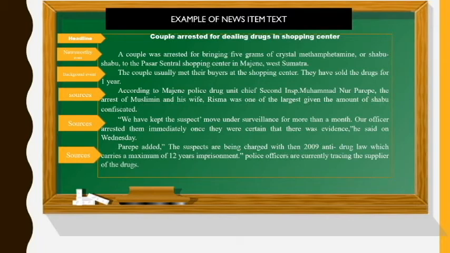According to Majene Police Drug Unit Second Inspector Muhammad Nur Parape, the arrest of Muslimin and his wife, Risma, was one of the largest given the amount of sabu confiscated. We have kept the suspect mob under surveillance for more than a month. Our officers arrested them immediately once they were certain that there was evidence, he said on Wednesday. Parape added the suspects are being charged with the 2009 anti-drug law, which carries a maximum of 12 years imprisonment. Police officers are currently tracing the suppliers of the drug.